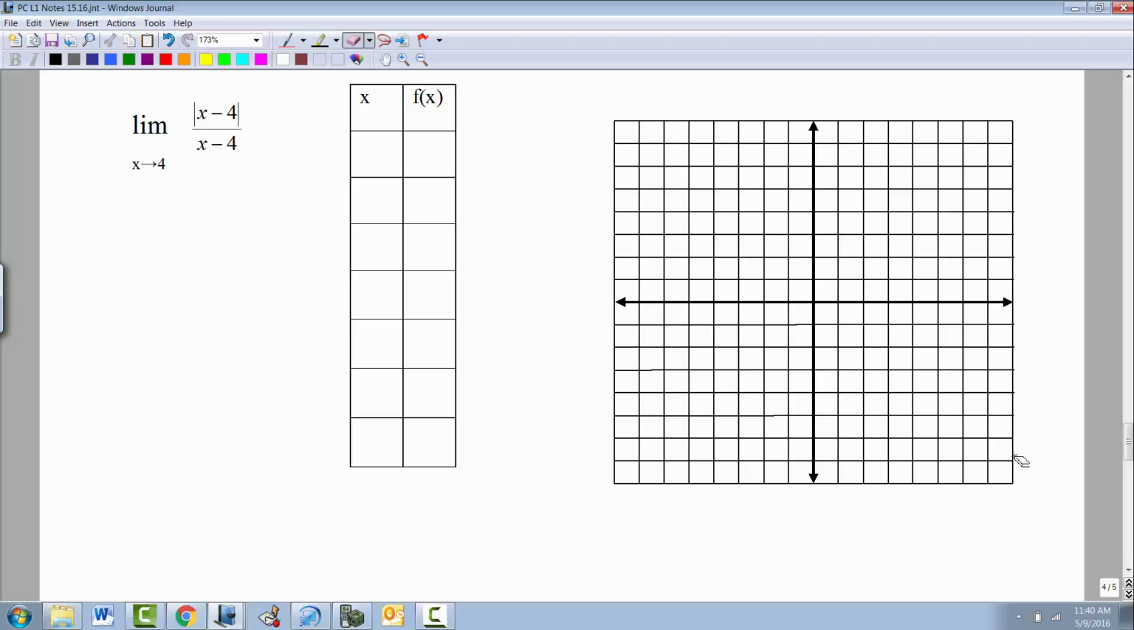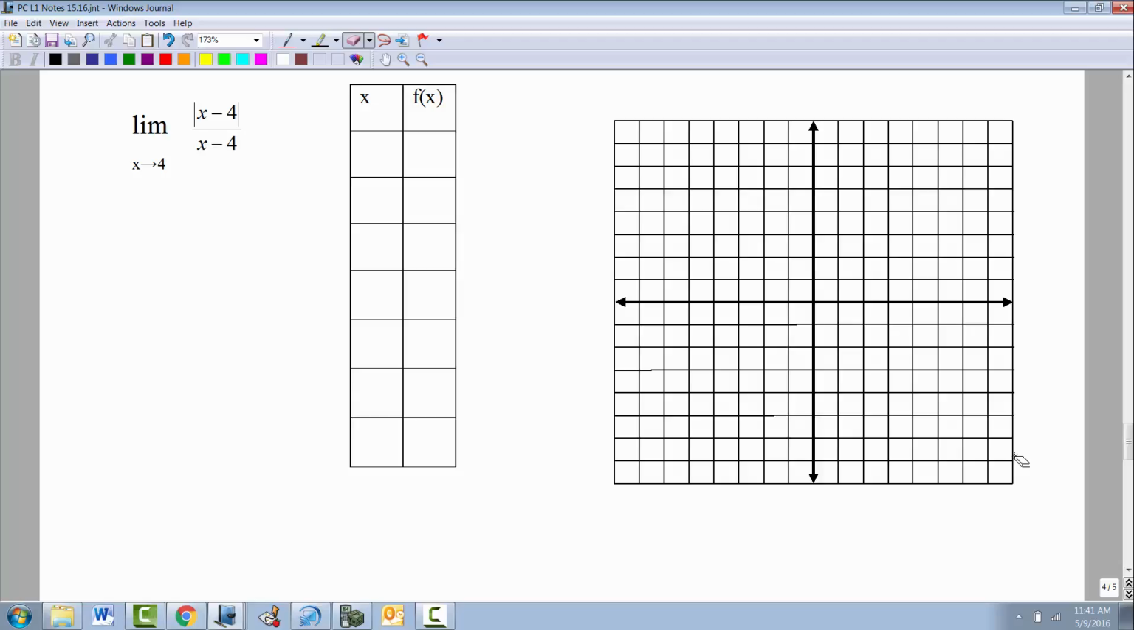What happens when you plug in 3? I just want to know. What do you get? This is interesting. The answer is -1. What happens when I plug in 2? -1. What happens when I plug in 1? I want these to go faster. They went 0, -1, -1.